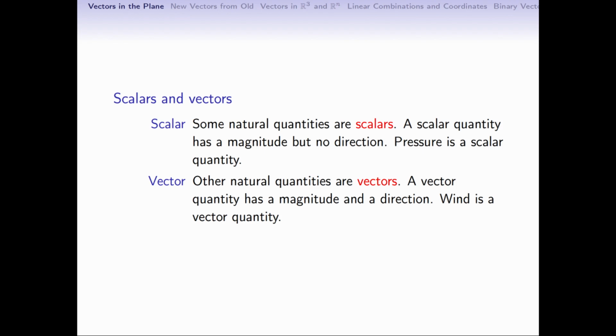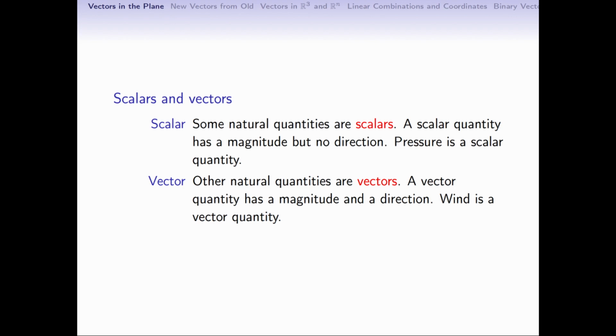On the other hand, some natural quantities are vector quantities, and a vector quantity has both a magnitude and a direction. So a good example of this is wind. Wind is a vector quantity. You want to know not only how many miles per hour is the wind blowing, but you also want to know in what direction is the wind blowing. So it's natural to think of wind as a vector quantity having a magnitude and a direction, whereas pressure is merely a scalar quantity.